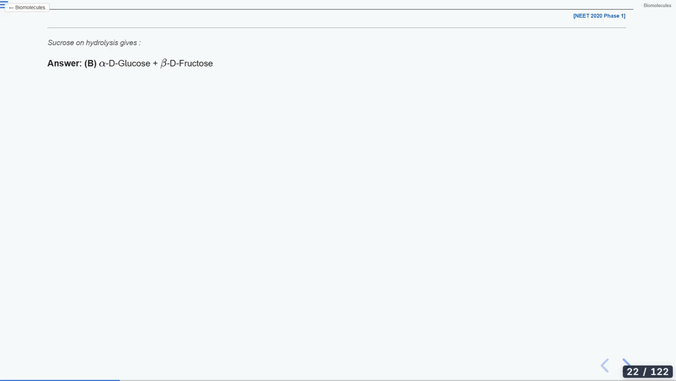So we'll get 1 mole of D-glucose and 1 mole of D-galactose. Is it clear to all of you? So on hydrolysis, we will get glucose and galactose. And what is the nature of the glucose and galactose? We'll get alpha D glucose and beta D galactose. Moving on to the next question.